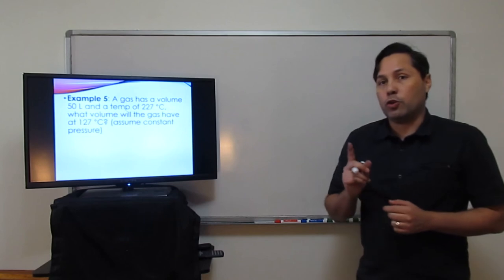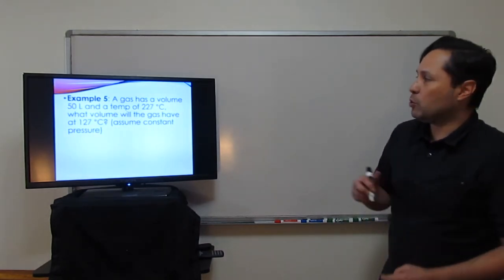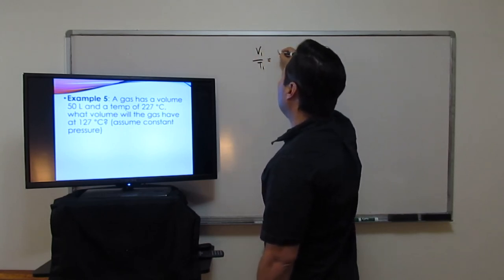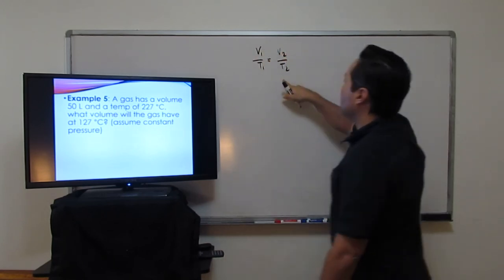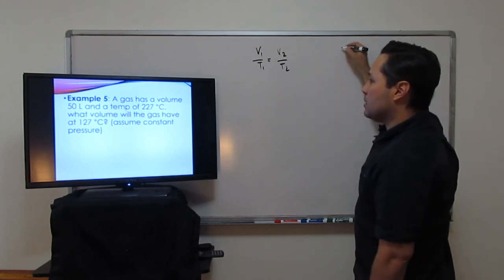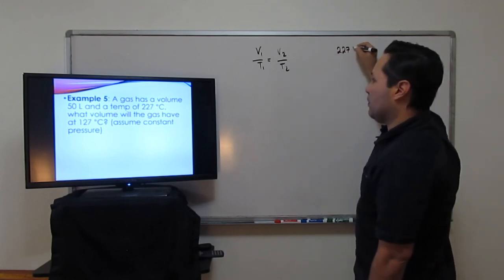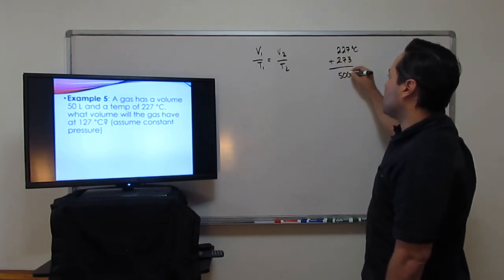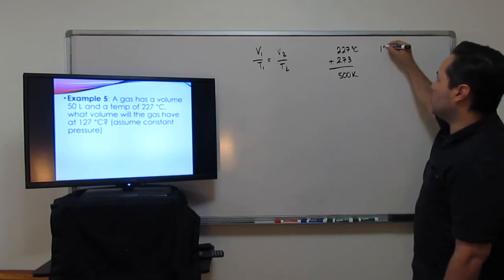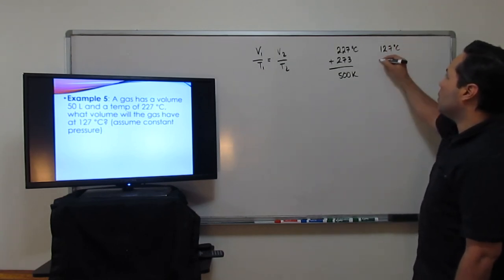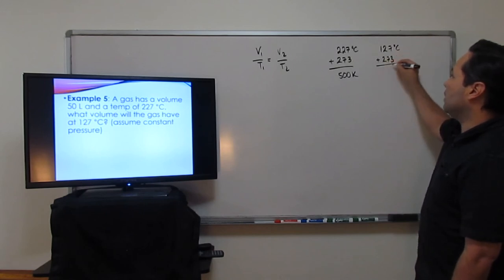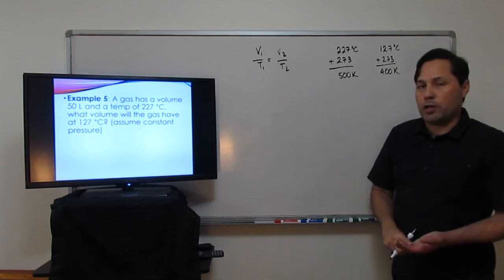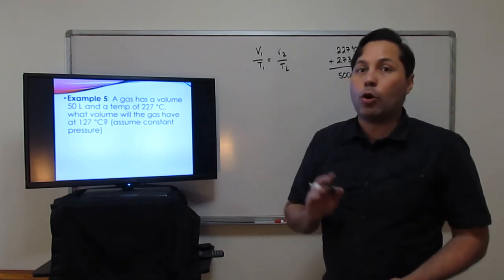First of all, before we continue, notice that the temperatures are in Celsius, so we need to change those to Kelvin. So it's going to be V1 over T1 equals V2 over T2. That's our formula for Charles' law. And changing those temperatures, 227 degrees Celsius plus 273, that's going to go ahead and give us 500 Kelvin. And the second temperature was 127 degrees Celsius plus 273, that gives us 400 Kelvin. So those are the temperatures that we're going to plug in for T1 and T2, in Kelvin, never in Celsius, always in Kelvin.